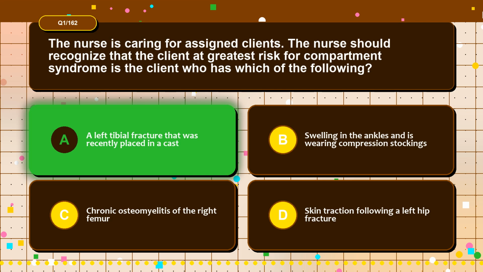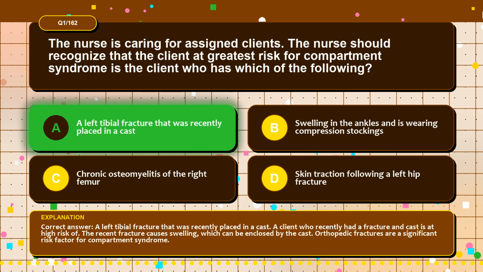The correct answer is option A. A left tibial fracture that was recently placed in a cast. A client who recently had a fracture in a cast is at high risk of compartment syndrome. The recent fracture causes swelling, which can be enclosed by the cast. Orthopedic fractures are a significant risk factor for compartment syndrome.